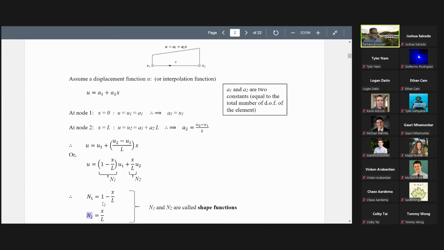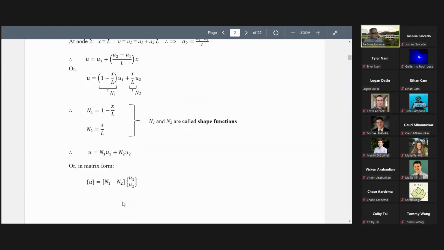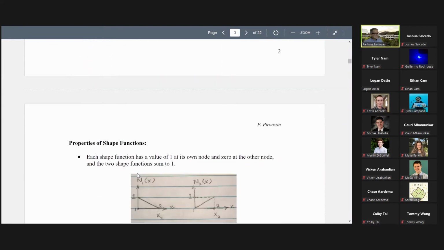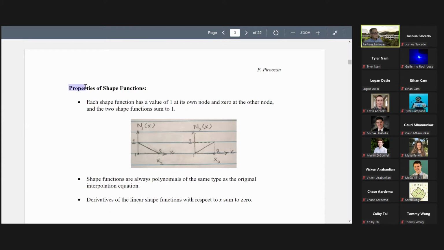So this is the property that we saw, that this N1 at its own node, at this node it is 1, and at the other node it is 0, and similarly this one. So each shape function has a value of 1 at its own node, and it is 0 at the other node. In addition, what is N1 plus N2? Just 1. They add up to 1. So sum of shape functions is 1. All right, so let's look at these properties of shape functions.